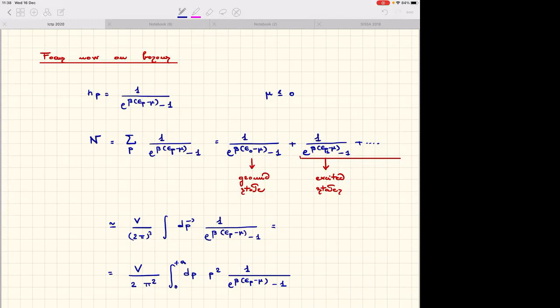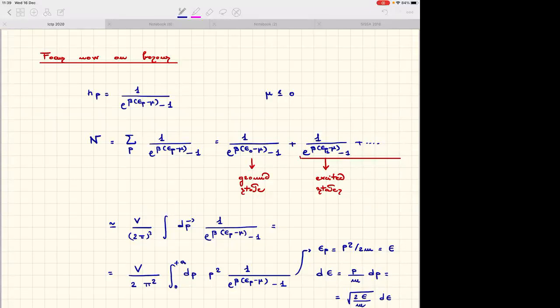Now, I can further simplify this integral considering the fact that if epsilon p is p squared over 2m, then I can change variables, set this combination equal to epsilon, then d epsilon is equal to p over m dp, or writing it in terms of epsilon, square root of 2 epsilon over m d epsilon.